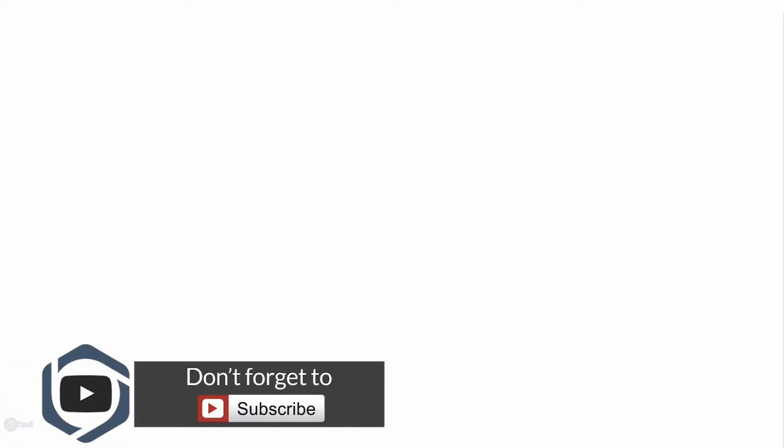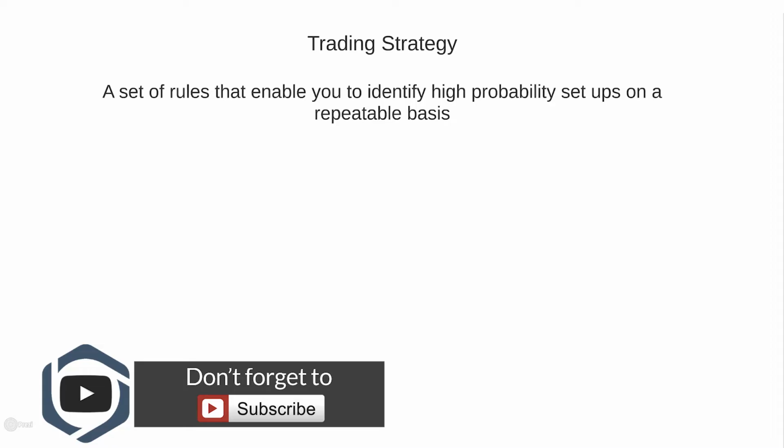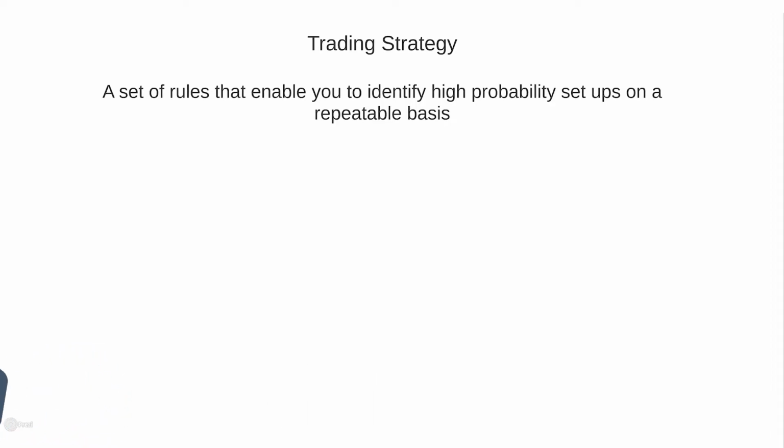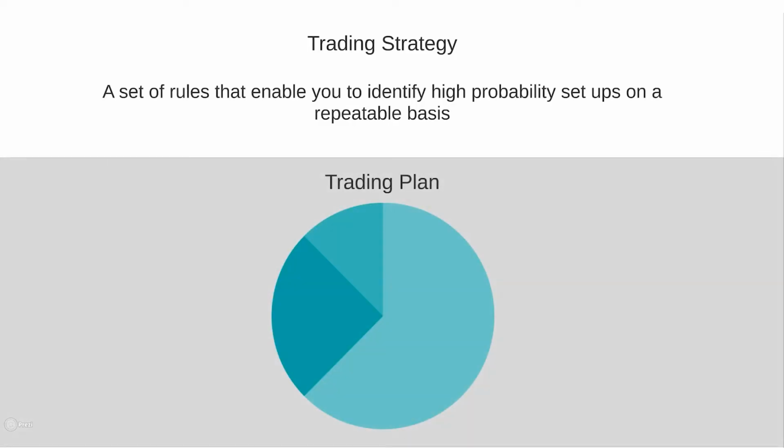As mentioned, a trading plan builds on what we covered when looking at a trading strategy. Your strategy should give you a set of rules that enables you to identify high probability setups on a repeatable basis if followed correctly. The goal of your strategy is to give you an edge in the long run so that over a good sample of trades you make a profit. A trading plan includes your strategy, but that forms just one part of it.